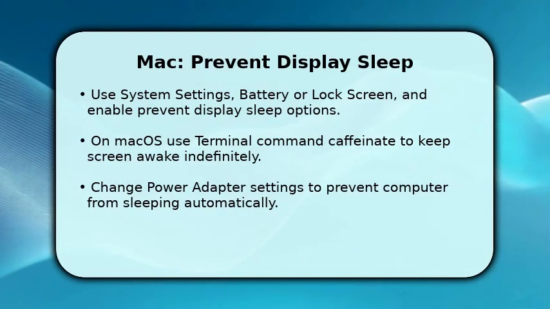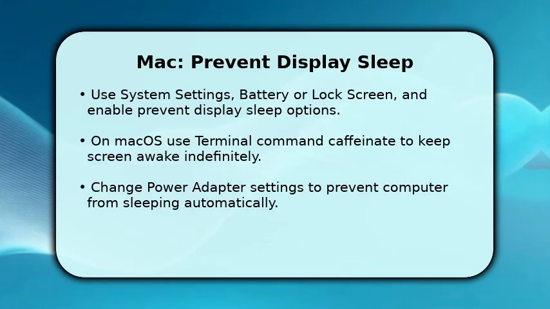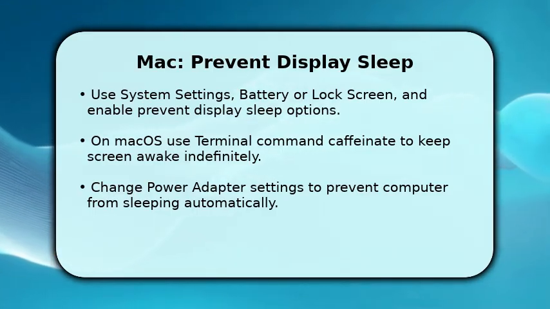Open System Settings and choose Battery or Lock Screen to control display sleep. Under Power Adapter Settings, enable Prevent Computer from Sleeping Automatically when the display is off. Move any Turn Display Off slider to the maximum or Never option when available.